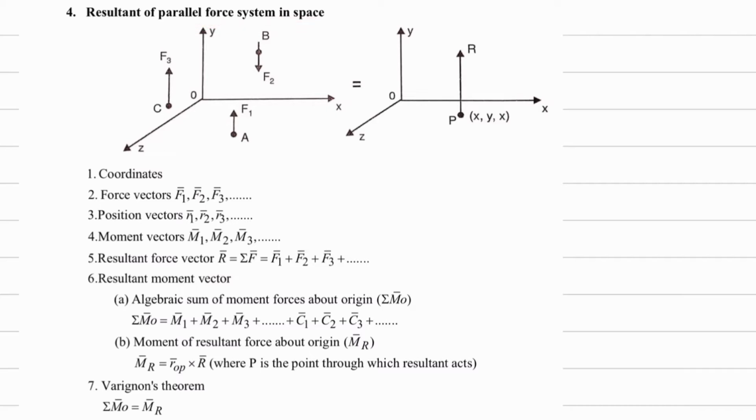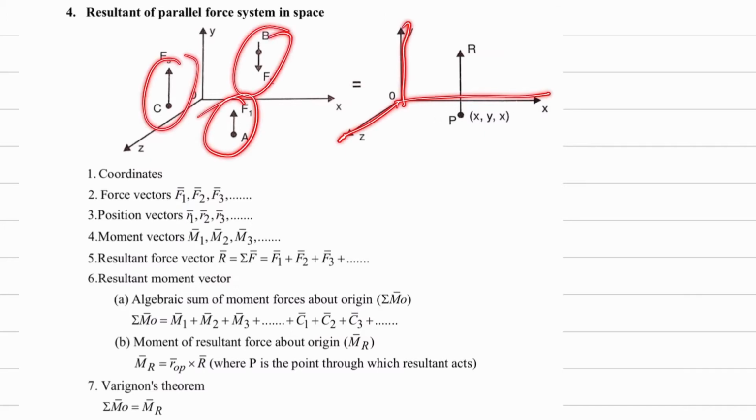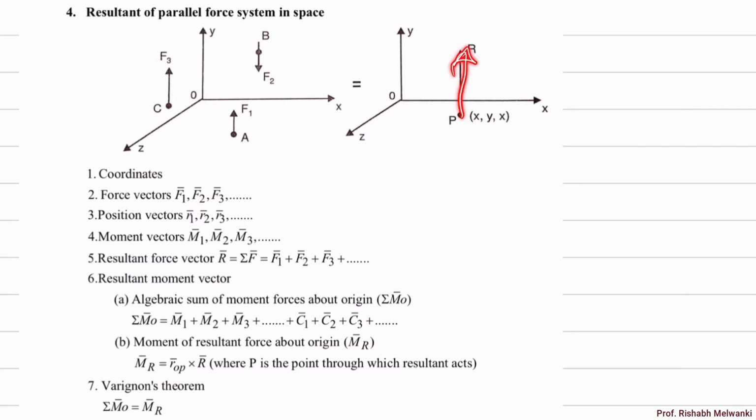Now we have to find, for this coordinate system, we have three forces, so we have to find the resultant force passing through point P. Now this point P we are defining that whatever resultant is there, it passes through point P. That is the notation which we are going to use, and the location of this point P is x, y, z. Now what are the steps involved over here?